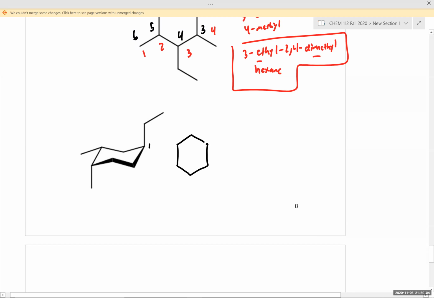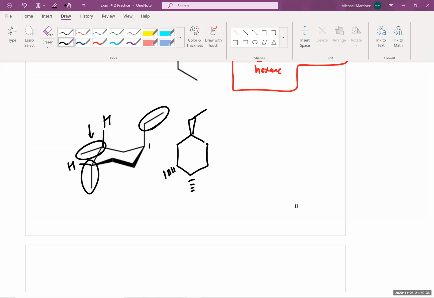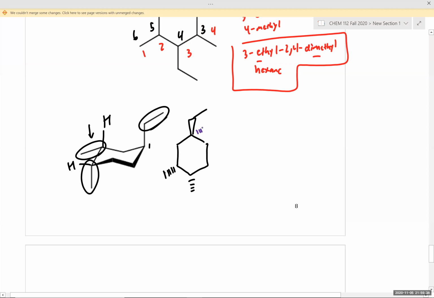Okay, now for one with actual stereochemistry, assuming that I didn't make another meso compound. Looking at this, is this ethyl group pointing up or down? Up, yep. Is this methyl group at carbon 4 pointing up or down? Down. And is this methyl group pointing up or down? Down, yep. So this is not symmetrical, thankfully, so we don't have a meso compound. But we will have to assign the stereochemistry.